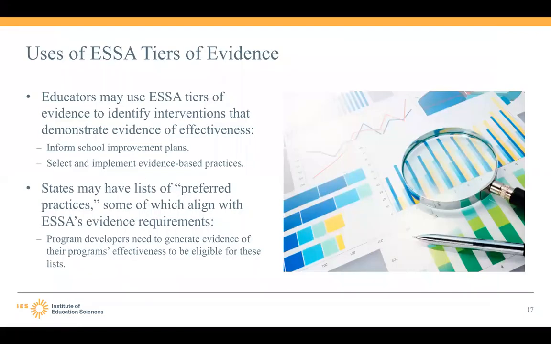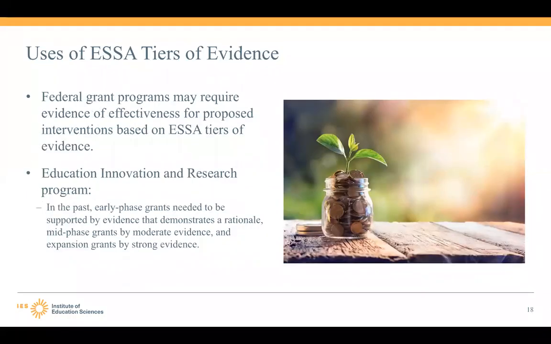So there are a few different ways that the ESSA evidence tiers are used in practice. Educators need to identify evidence-based practices to inform their school improvement plans, and some states have developed lists of preferred practices or even their own online clearinghouses. And like I mentioned earlier, some federal grant programs previously have required applicants to back up the programs they wish to study with ESSA evidence tiers, which can vary depending on the level of funding. An early phase EIR grant would require Tier 4 evidence, a mid-phase EIR would require Tier 2 evidence, and an expansion grant would require Tier 1.